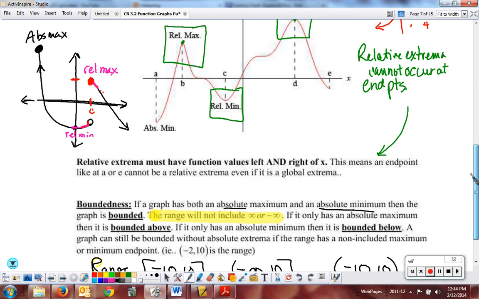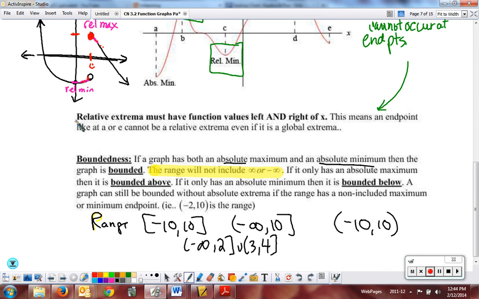All right. So we talked about that. Again, this is super important. Relative extrema must have function values, points, y values, left and right of x. That's really just for the comparison, because you can't be a relative max unless you know the stuff that came before and the stuff that came after. It doesn't have to be a big section of the graph, just a little bit before and a little bit after so I can compare.